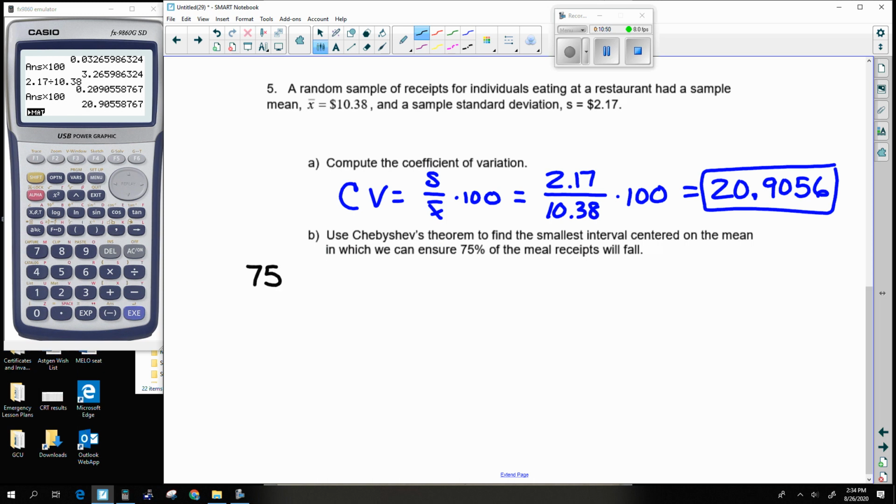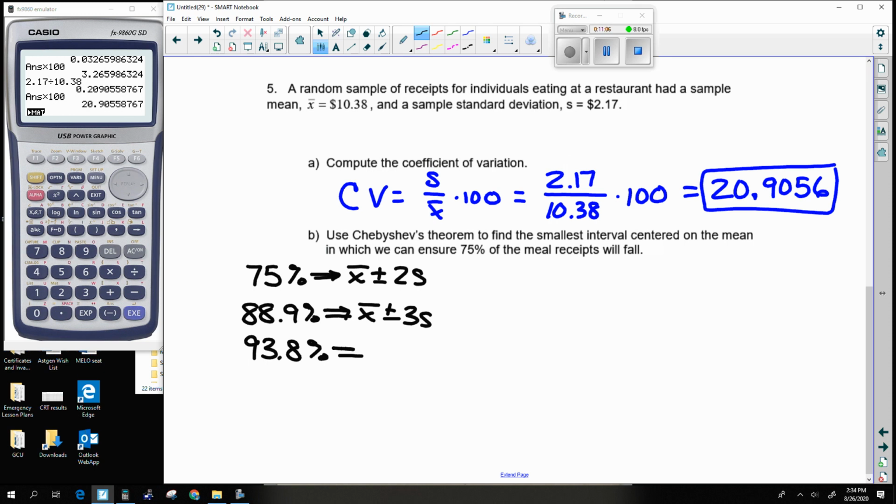Outstanding. So again, the different things: 75% is the average plus and minus 2, 88.9 is plus or minus 3, and 93.8 is plus or minus 4. So this is 75%. So this is going to be the X bar plus and minus 2 standard deviations. So the X bar is 1038 plus and minus 2 standard deviations, which are 2.17.